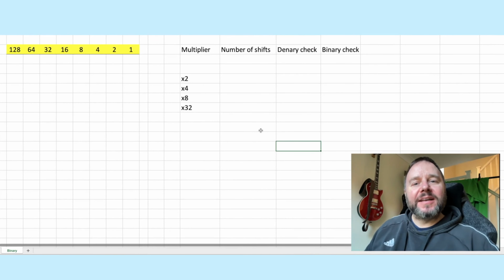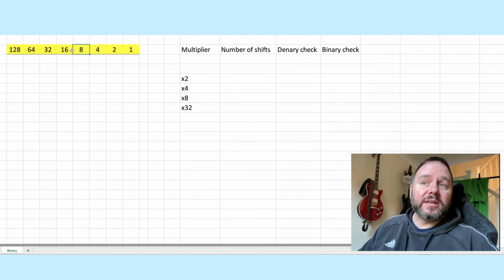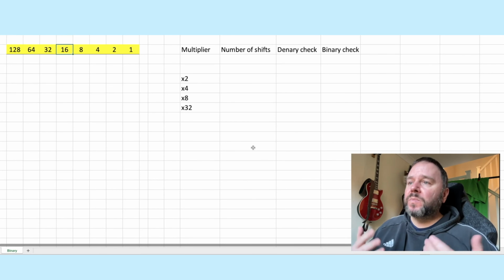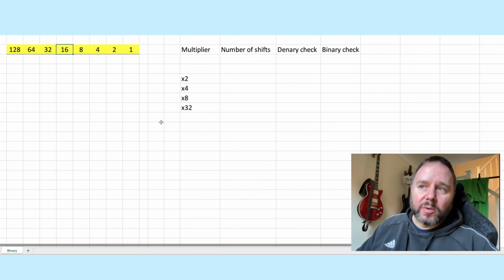If you want to multiply a binary number by 2, 4, 8, 16, you can do so by simply shifting the number to the left to make it bigger. Don't worry about multiplying by 5 or 7 or anything like that. You will not be asked to do that in your exam. Okay, so how do we do this? Well, let me show you how it works.